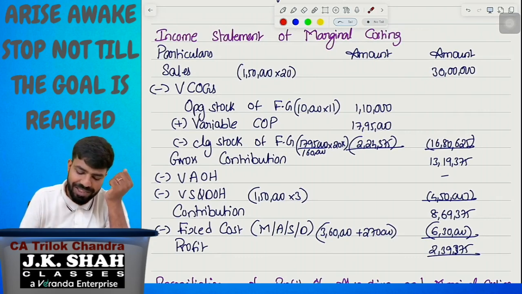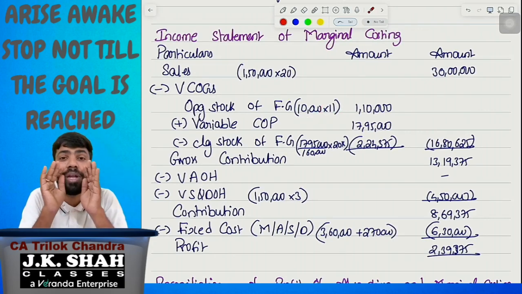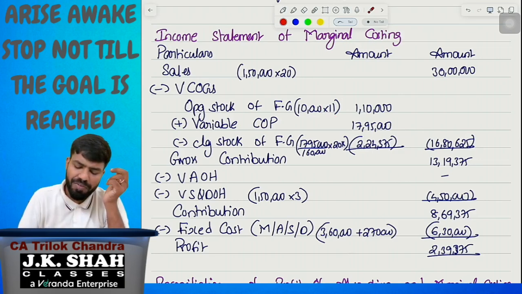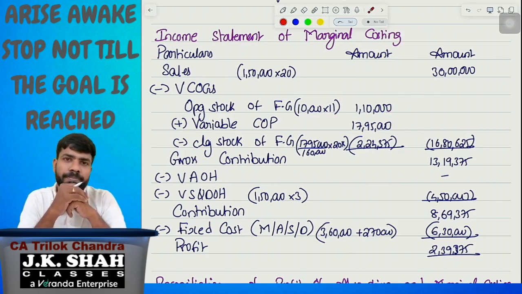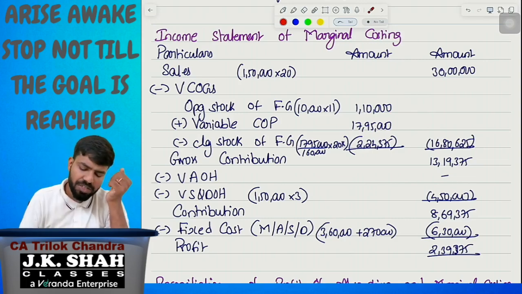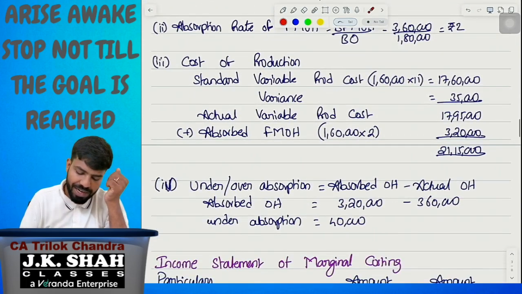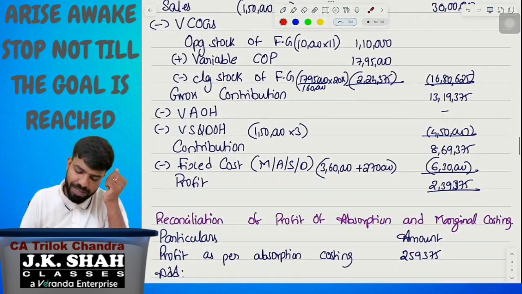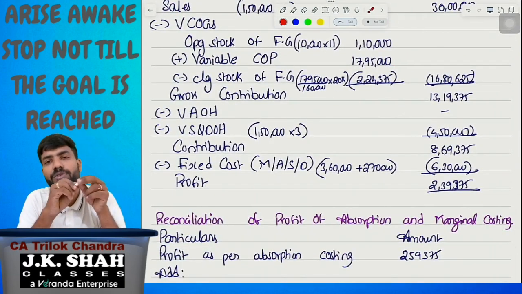Look at here. 10,000 units into 11 rupees I am taking. I am taking only variable cost. I am not taking fixed cost. Under marginal costing, stock is valued at variable manufacturing cost. Variable production cost is 11 rupees. So that is 10,000 into 11 rupees, 1,10,000. And then variable cost of production. In this working only we calculated actual variable cost of production, 17,95,000. I am taking the same thing here, 17,95,000 variable. I am not taking total.